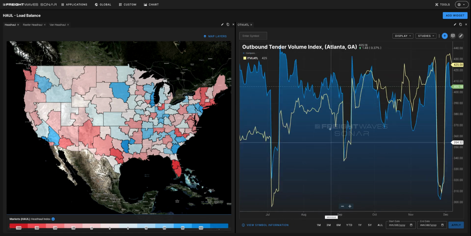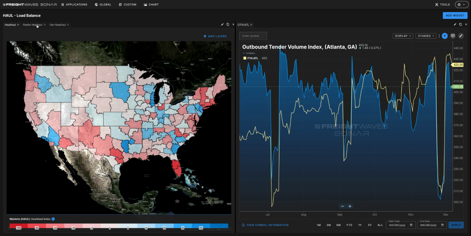If I go back to 6-month view, you can see during July and August, there was a lot more freight coming out of Atlanta than there was drivers coming in. So if you had a driver in that market during that time, you probably had a little bit more negotiation strength than you would right now.